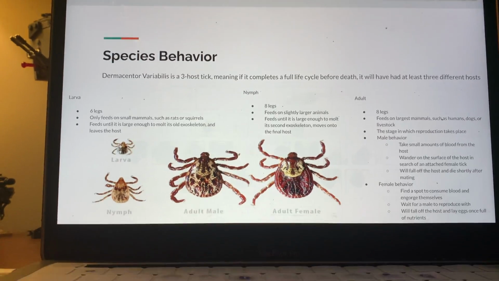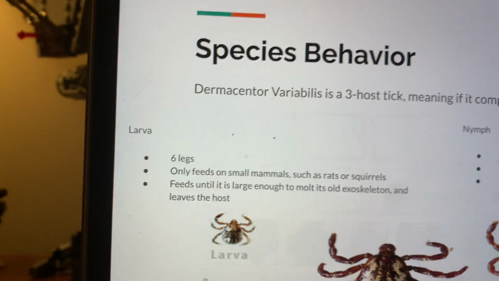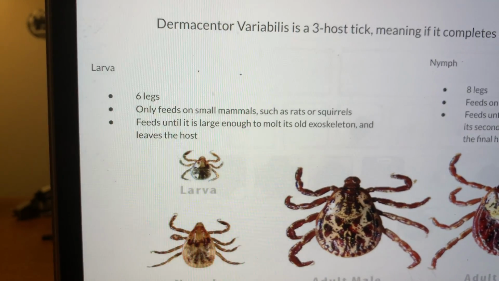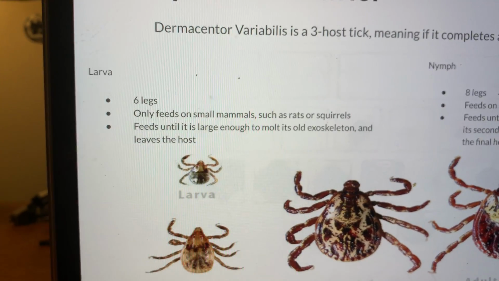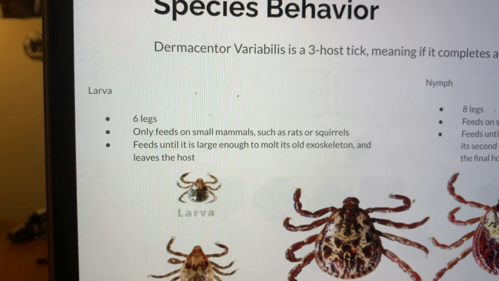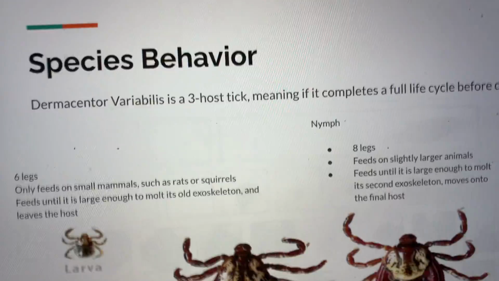And so these stages are divided into 3 sections. We start off with larva. The larva has 6 legs. They only feed on small mammals, and then they feed until they are large enough to molt their own exoskeleton, at which point they will leave the host.